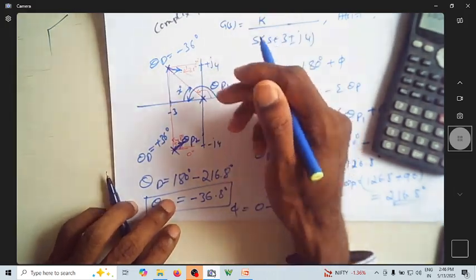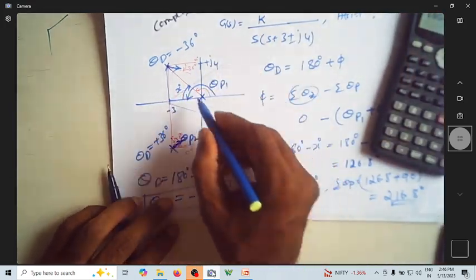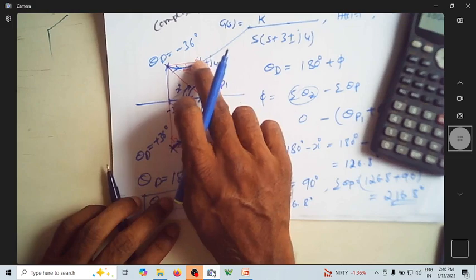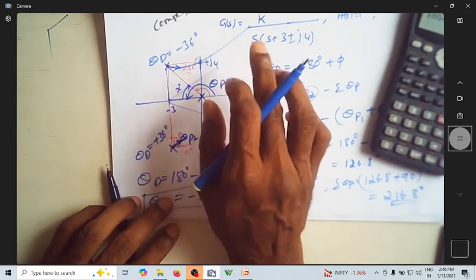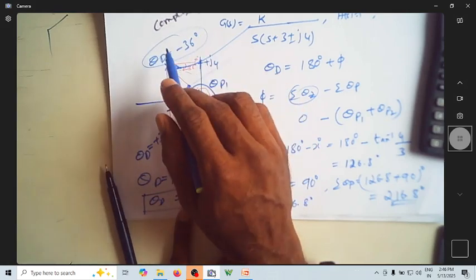How it later goes, we'll discuss some other time. You'll have some asymptotes, something like this, and it goes along this, because you will know the point of intersection of this root locus with the imaginary axis. Now we are only concentrating on how to find the angle of departure.